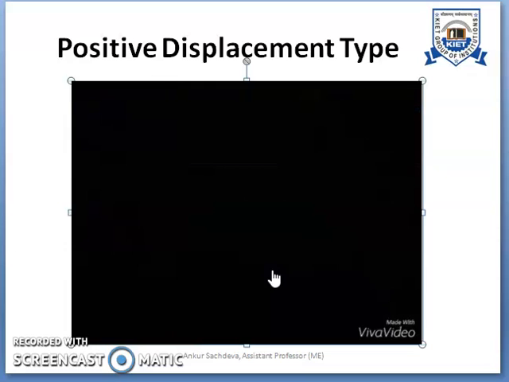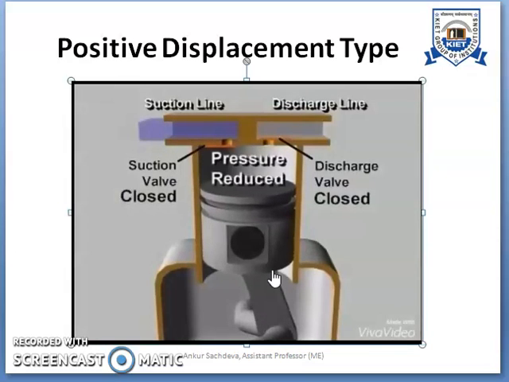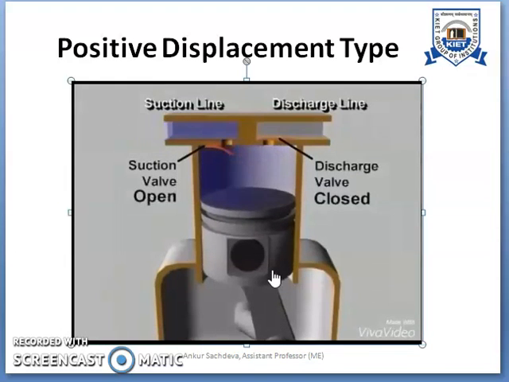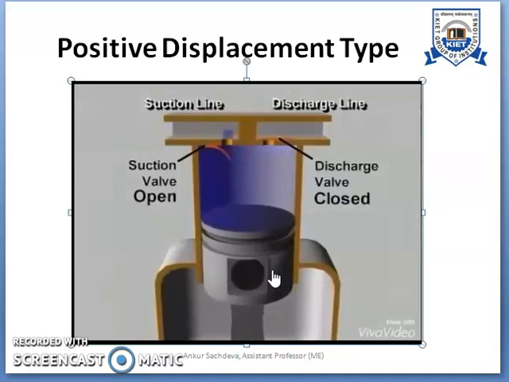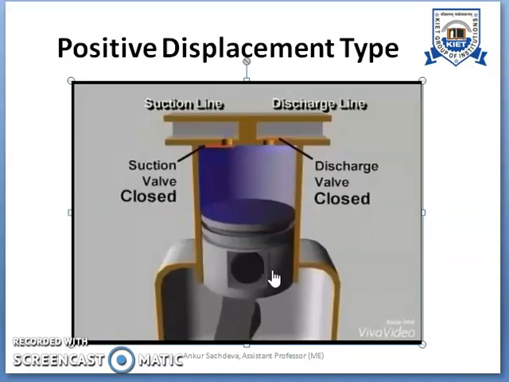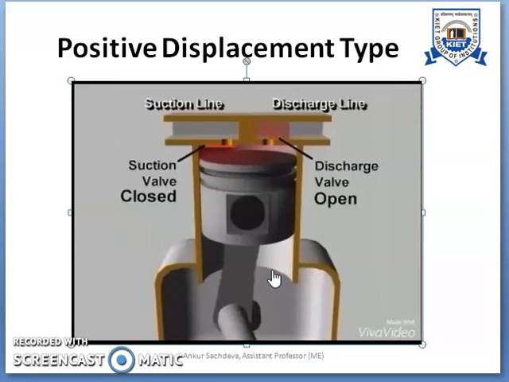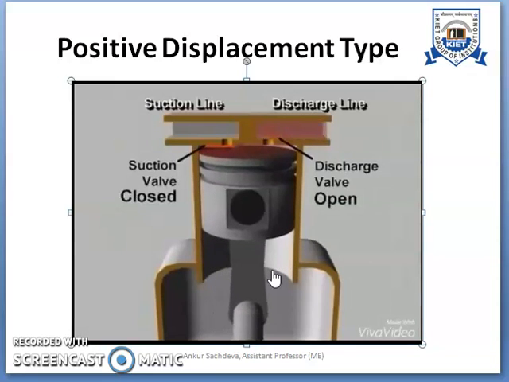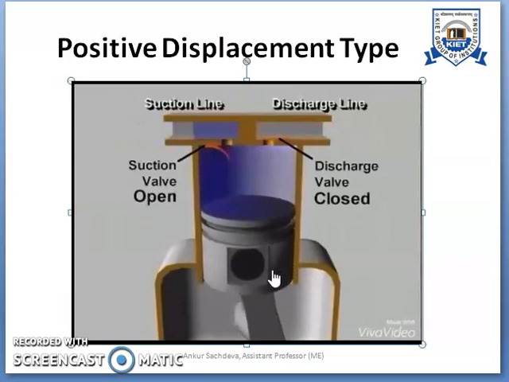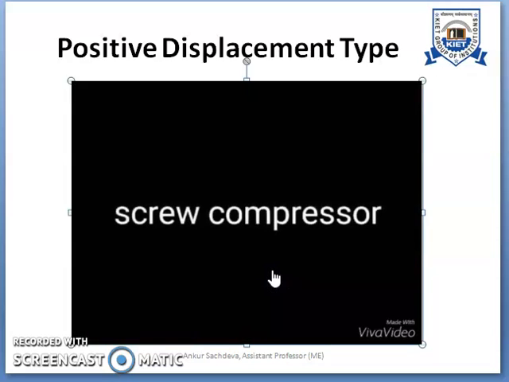So the first animation is of the reciprocating compressor. As we can see here, we have a piston cylinder arrangement, and we have the suction valve and the discharge valve. Two strokes take place: the suction stroke, and compression and discharge taking place simultaneously.